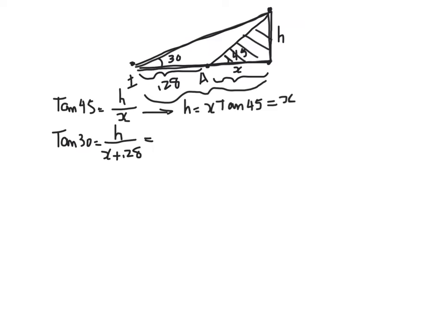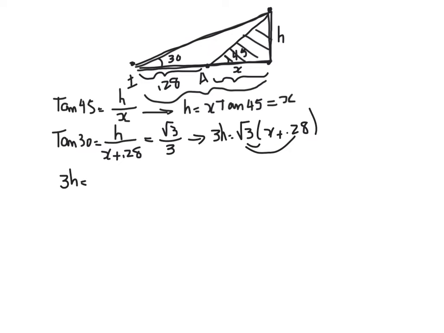So this is equal to square root of 3 over 3. Now cross multiply, I'm going to get 3h is square root of 3 times x plus 0.28. Now, from here, I can distribute square root of 3 inside, so I get 3h is x square root of 3 plus 0.28 square root of 3.